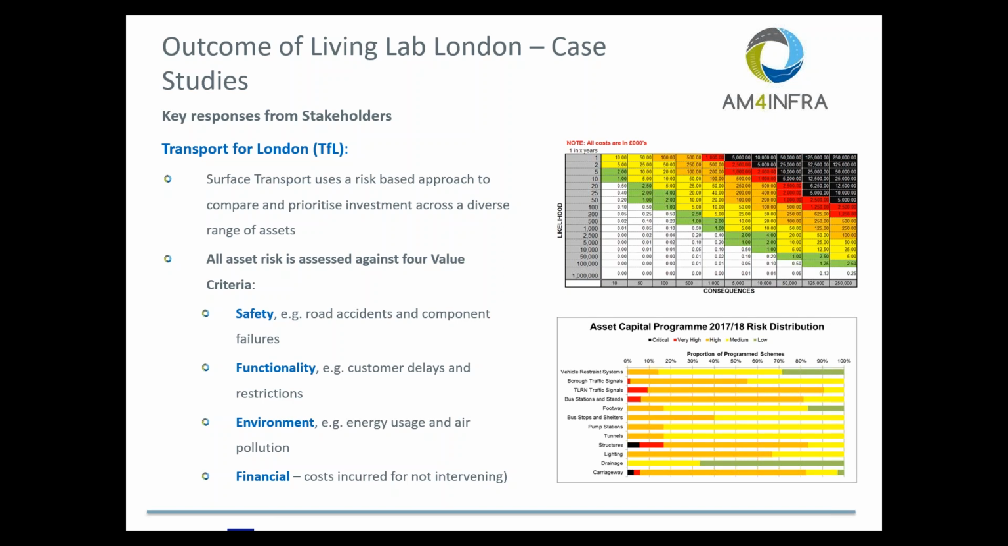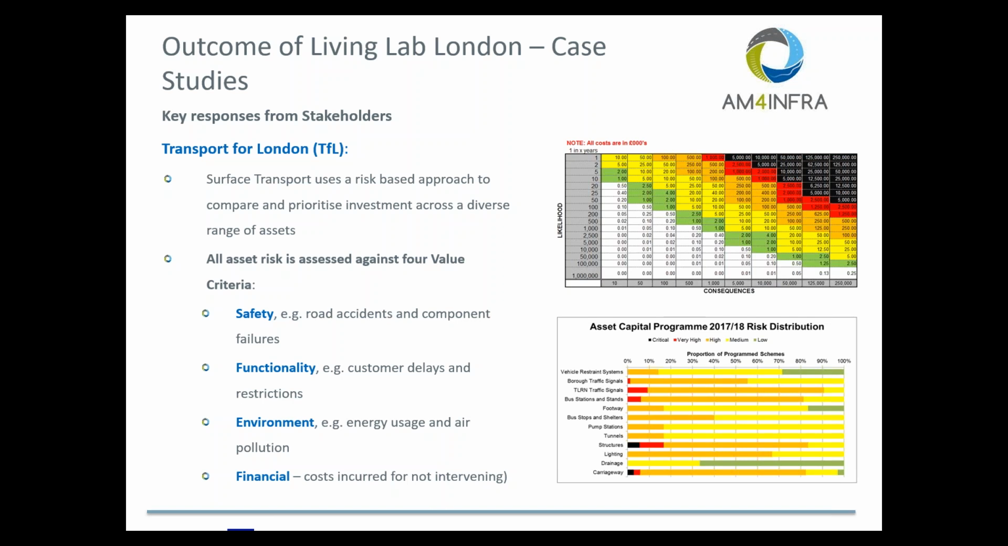If we look at the graphic below, the second graphic, we have what is titled Asset Capital Program 2017-2018 Risk Distribution. So on the right-hand side of this graph, you see all the asset classifications that are here. And then there are these lines, the different color lines represent this monetary value that we saw at the top.